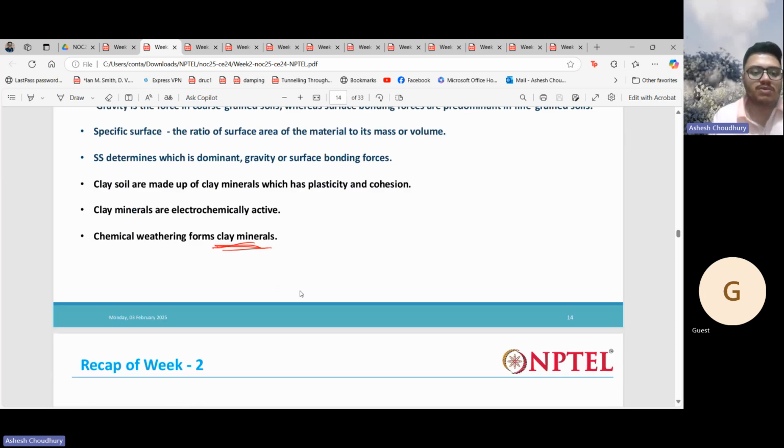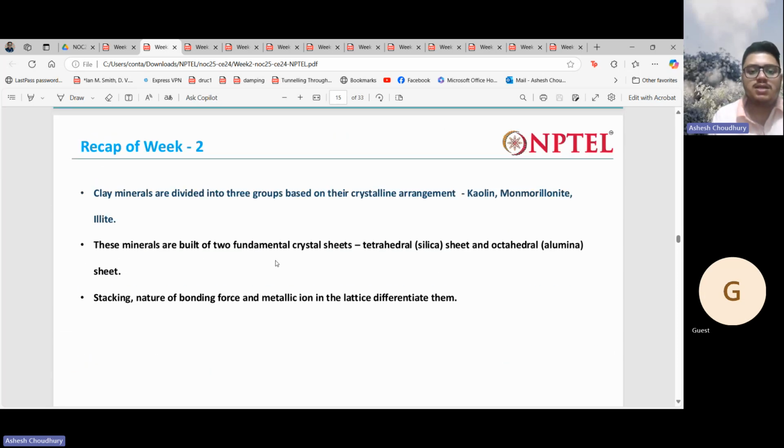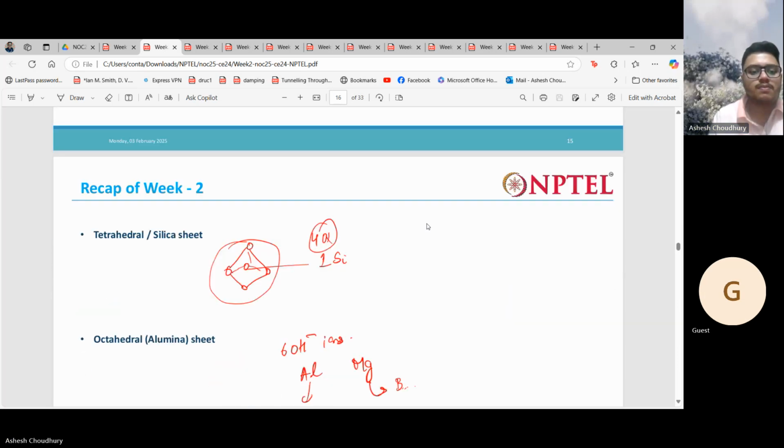Chemical weathering forms clay minerals. Clay minerals are divided into three groups based on their crystal arrangement: kaolin, montmorillonite, and illite. These minerals are built of two fundamental crystal sheets: the tetrahedral sheet and the octahedral sheet. The stacking nature, bonding force, and metallic ion in the lattice differentiate them.